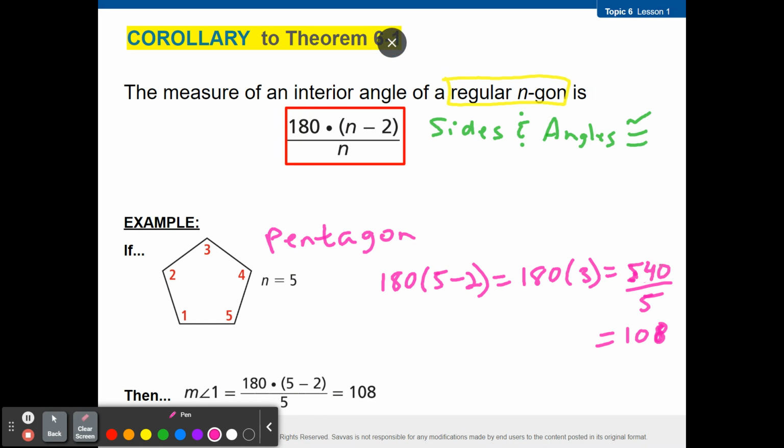Because it's a regular polygon, which means all the angles are the same, you would divide that to find each individual angle. Does that make sense? Any other questions? You cannot use this for anything that is non-regular because the angles are going to be all over the place. They could be anything. The only parameter there is that it has to be convex. That's it. All right.